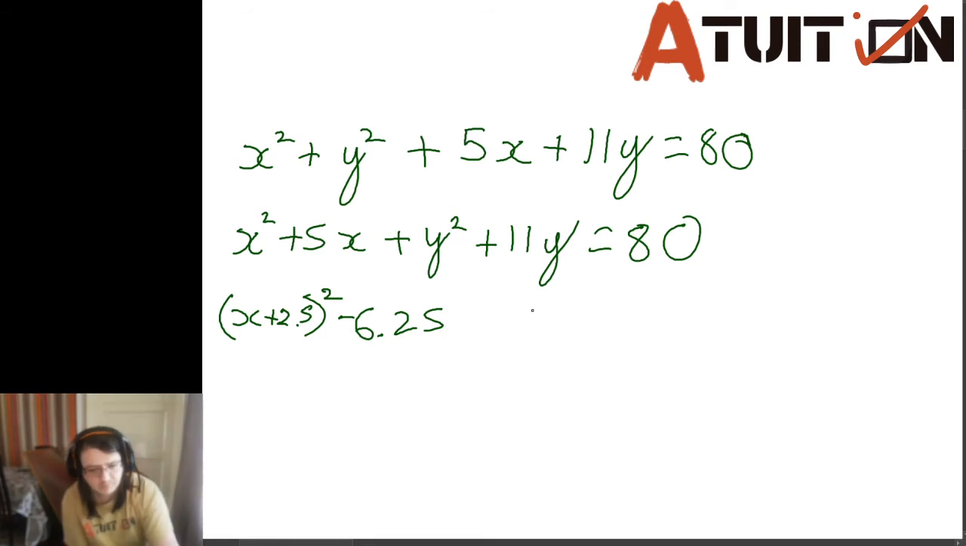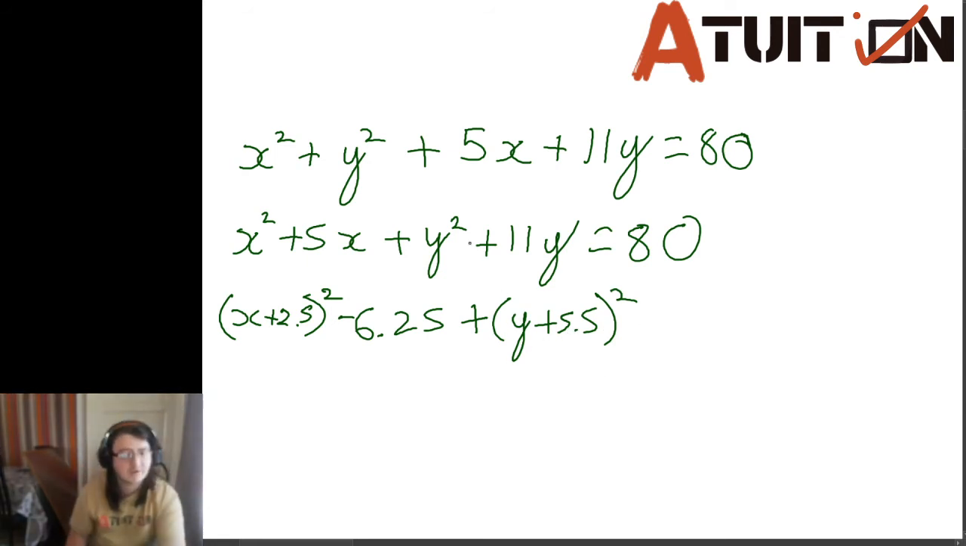Similarly, for y squared plus 11y, we need to do y plus something squared. That something is going to be half of 11 for the same reason that this was half of the 5. So half of 11 is 5.5. When we multiply these out, we get y times y for y squared, y times 5.5, and 5.5 times y for a total of 11y. And we'll also get 5.5 times 5.5 for 30.25, which we don't want. So we need to take away the 30.25 as well.